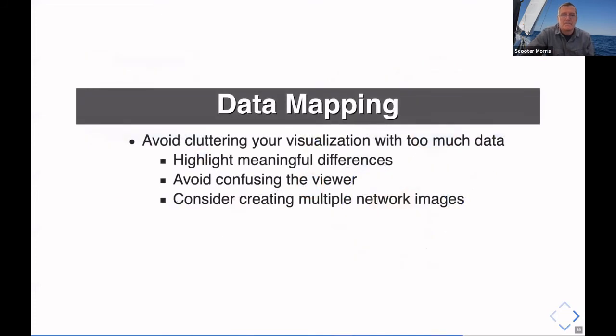Concerns. Avoid cluttering your visualization with too much data. There are literally dozens of different ways that you can change the visual attributes of these networks. If I have, let's say, 50 columns and I try to come up with a way to map all those 50 columns to various visual attributes, you're going to completely confuse yourself. You're going to completely confuse any kind of viewer.